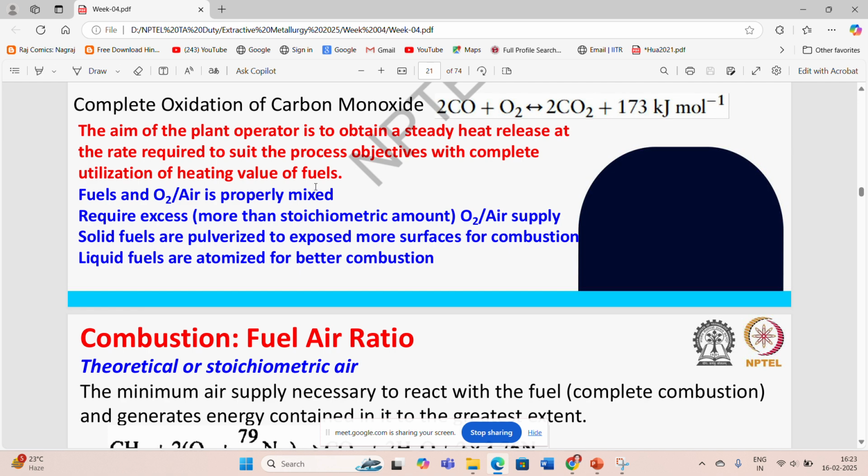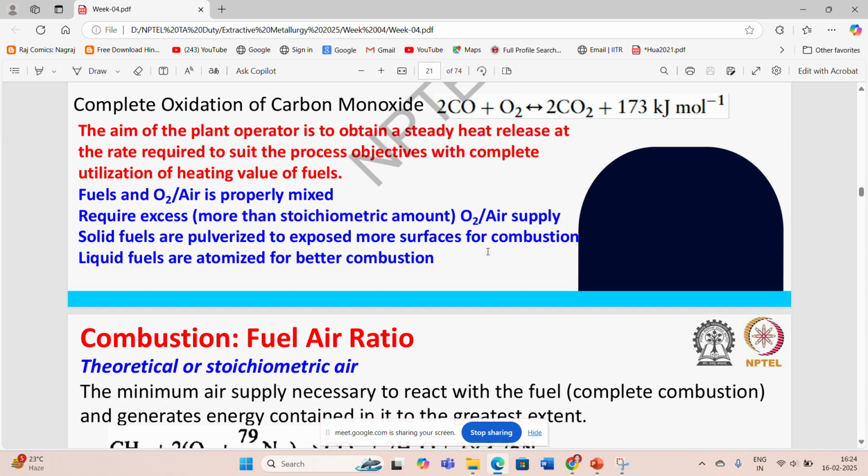So already we have talked about what we are going to provide: the oxygen content and the fuel quality and quantity inside any furnace or inside any reactor, according to our heating requirement, what temperature we want to achieve in that particular reactor. On the basis of that, we are going to provide the feed inside that particular reactor. So fuels and O2 air is properly mixed or require excess O2 air supply.